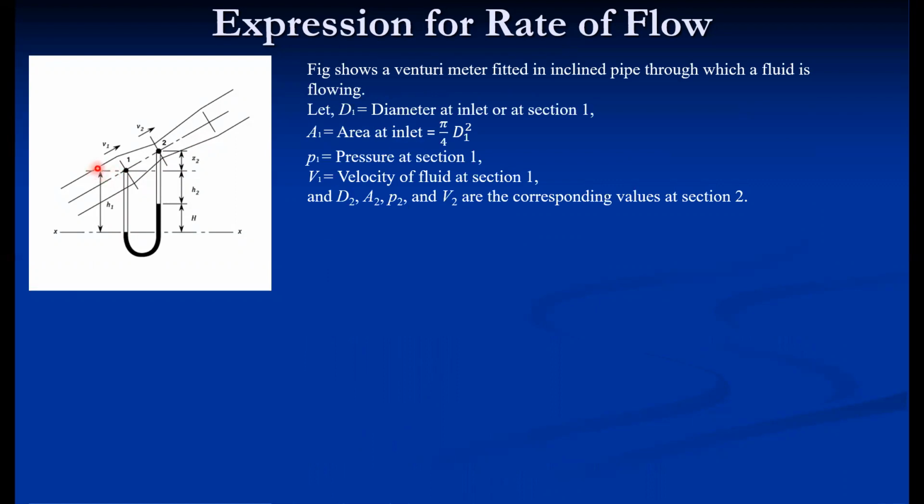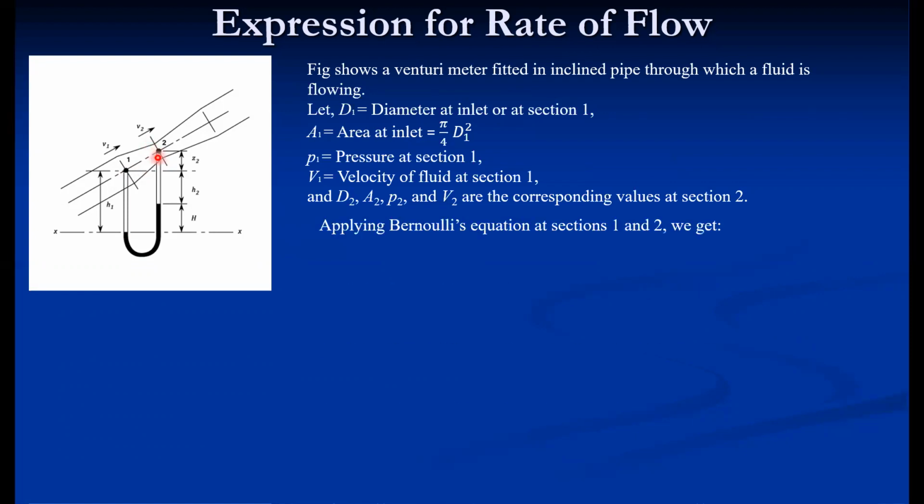Let D1 be the diameter of the inlet, or the diameter of the pipe. Similarly, A1 is the area of the inlet, P1 is the pressure at section 1, and V1 is the velocity at section 1. Similarly, D2, A2, P2, and V2 are the corresponding values at section 2, that is, at the throat.